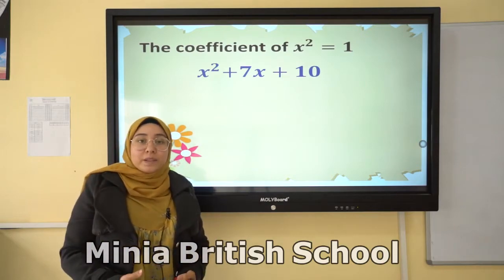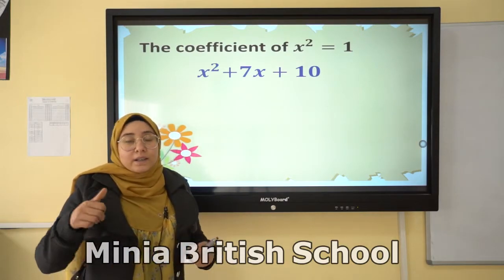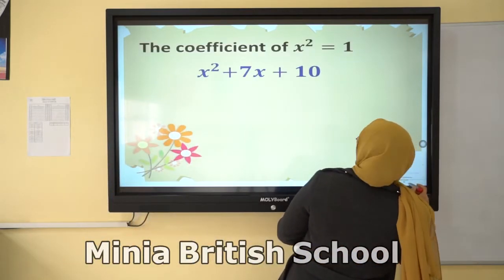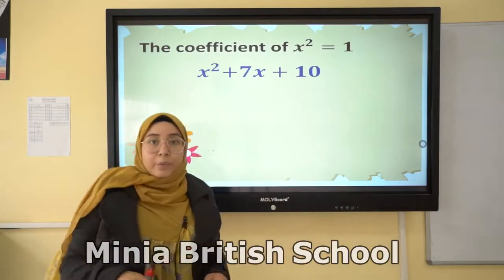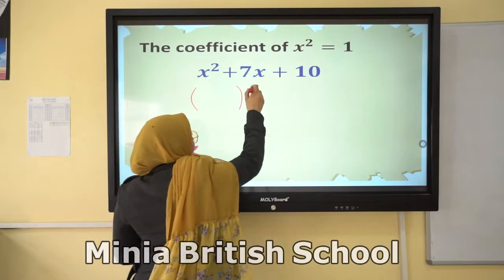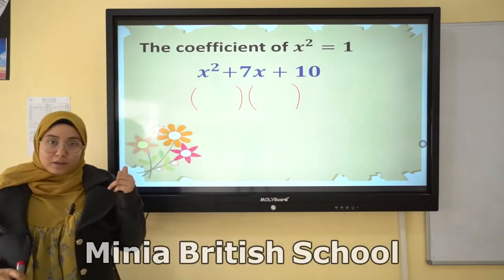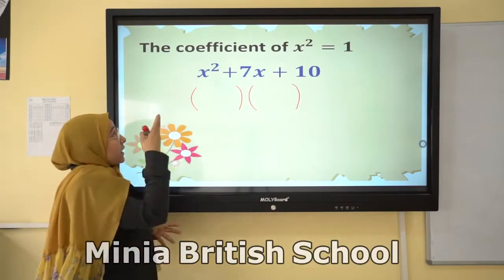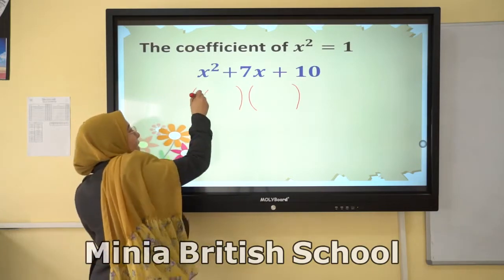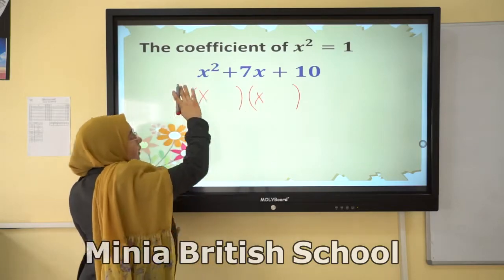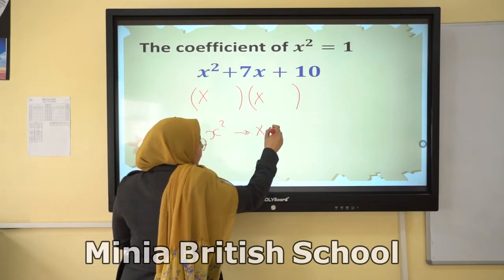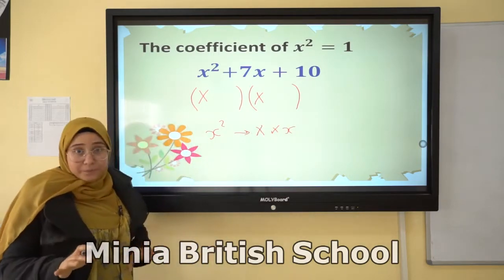So you have some steps you can follow. The first step: open two pairs of arcs. Open two pairs of arcs, okay? Second step: factorize x power 2 to x times x. So put x here and x. I factorize x power 2 to x times x, okay?